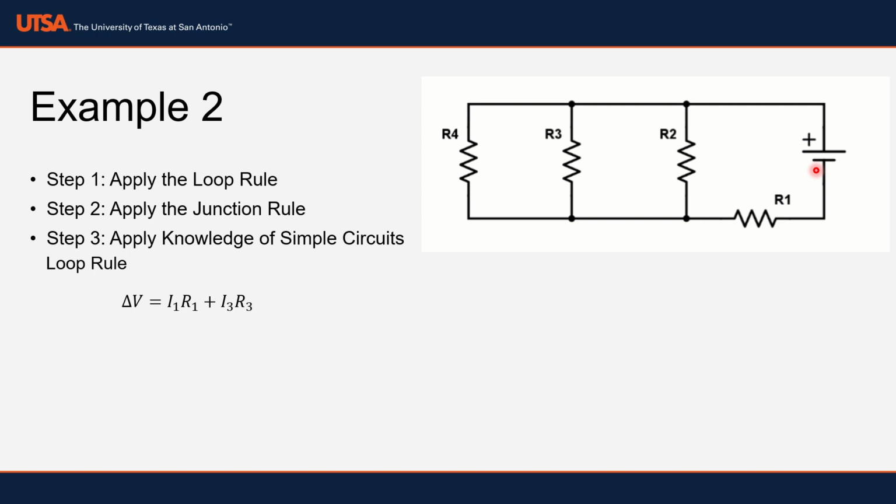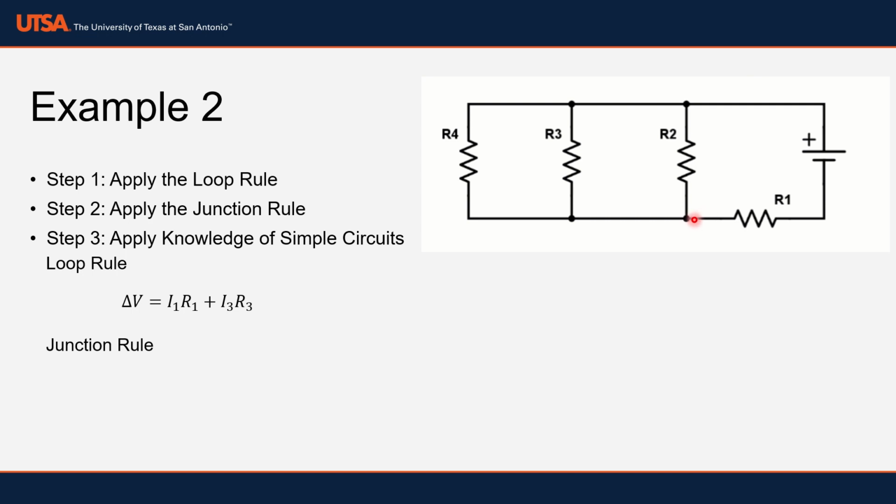Now, remember step 2 is going to be the junction rule. So we're going to identify our first junction, and you always go from your battery. You can go this way or this way. But you see that I have a junction here. And at this junction, the first original current is going to be named after this first resistor, I1. So we have the current I1.